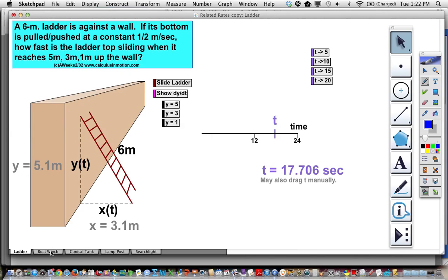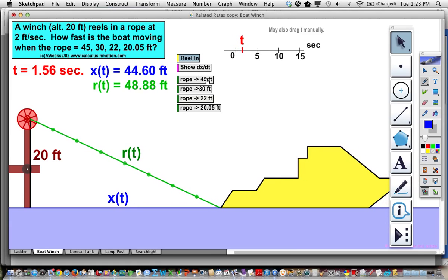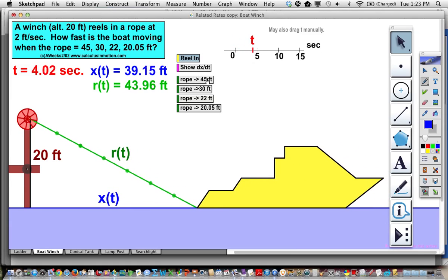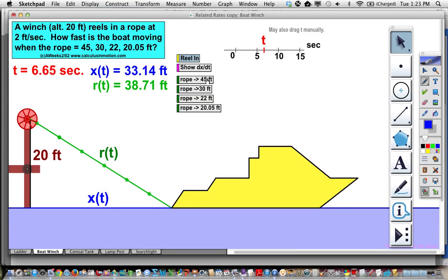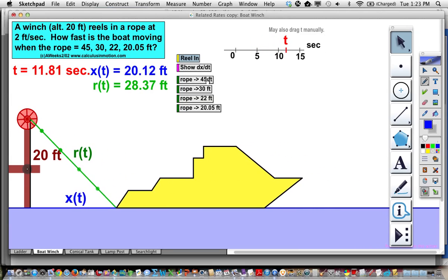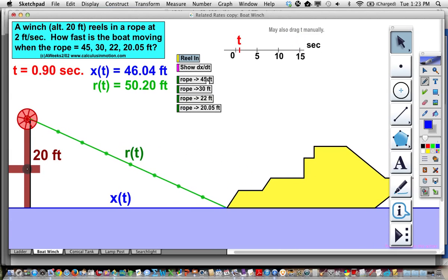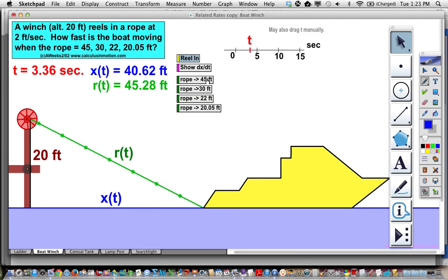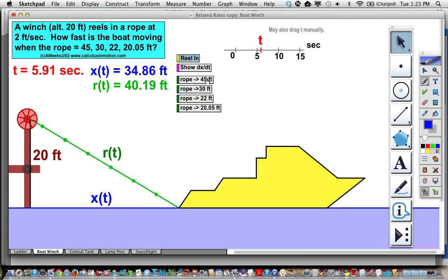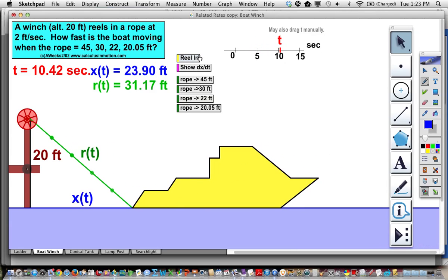All right, and this is always a fun one. That's a nice looking boat. Kind of the same situation. We reel in the boat, and so this is changing, and the dots are there just to see that it's coming in at a constant rate. The rope is being pulled in at a constant rate. But you can see x prime is pretty slow in the beginning, but gets faster as you come in. But r prime would be a constant here. So there's another situation. That'd just be a Pythagorean theorem.